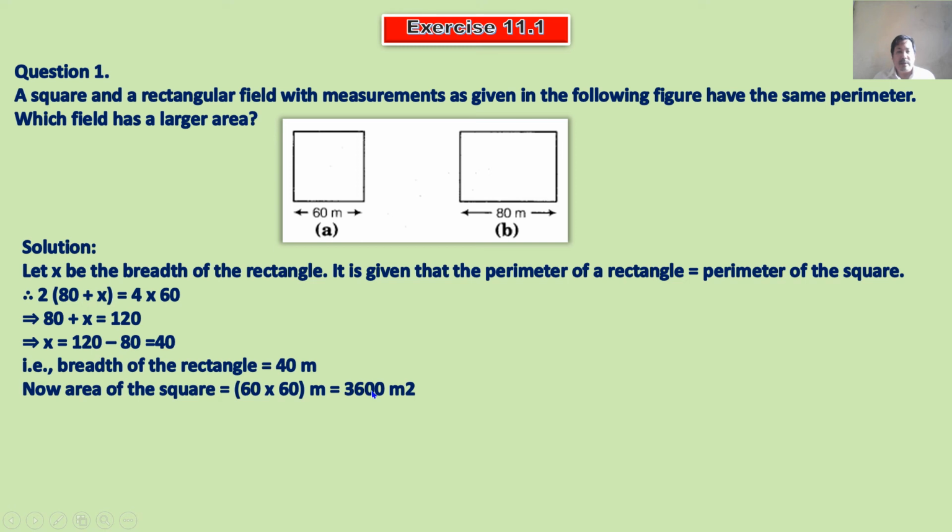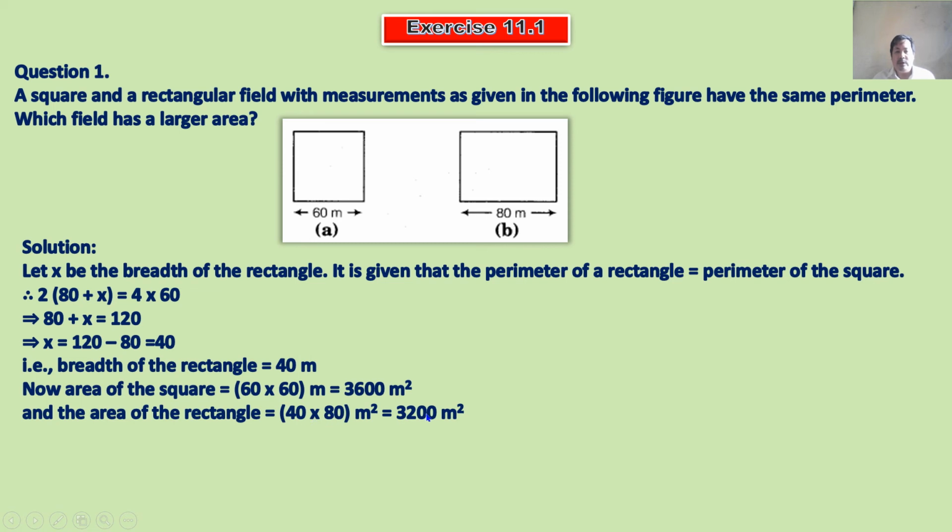So we get the area of the square, which will be 3600 meter square. This is the area of the square now. Now area of the rectangle. Since we get the breadth of the rectangle, we can find out the area of the rectangle. It is length into breadth, isn't it? So length we get 80 meter and the breadth we get 40. So these two have to be multiplied, isn't it? So after multiplying these two, we get here 8 fours are 32, isn't it?